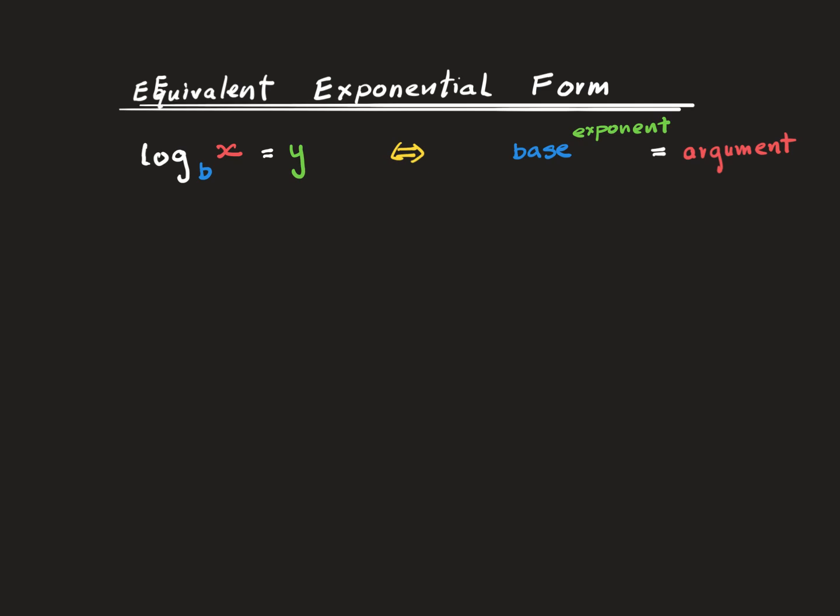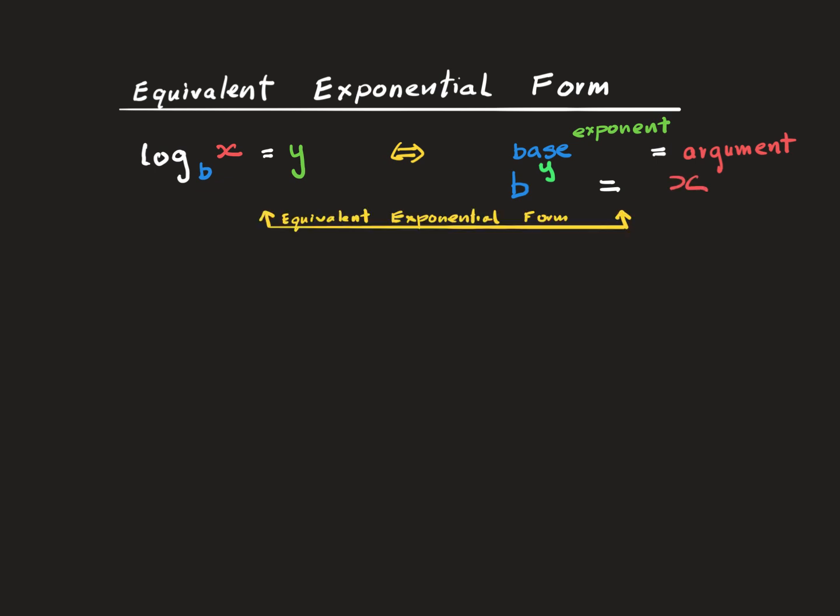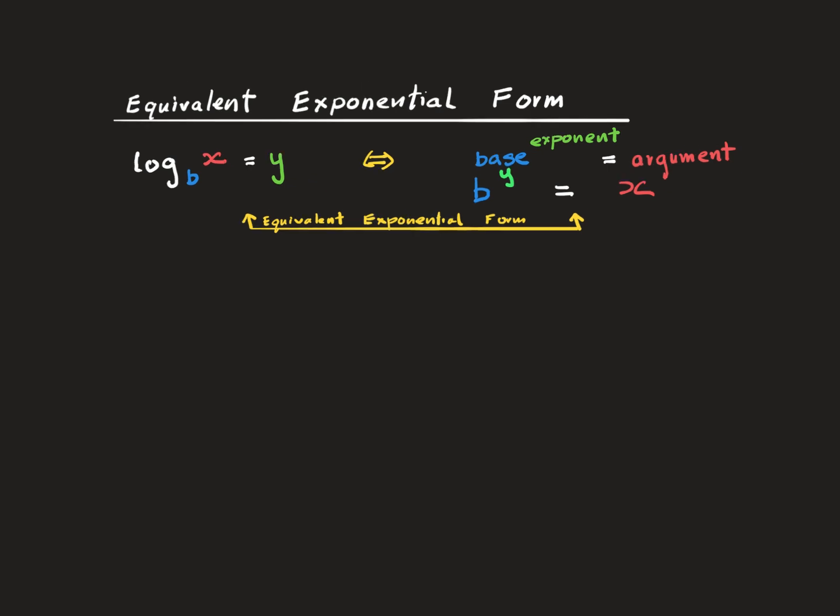Finding the equivalent exponential form of this particular log function means simply that I raise the base to the exponent, which will give me the argument. These three words are important. In formula form, it'll be just the base to the y, which is equal to x. And I've used colors here to help you see which one's which. And these two forms are equivalent.